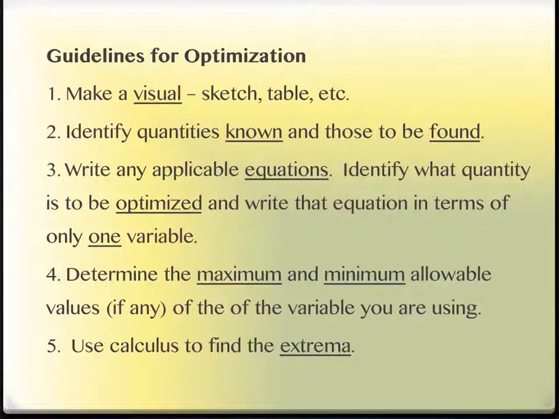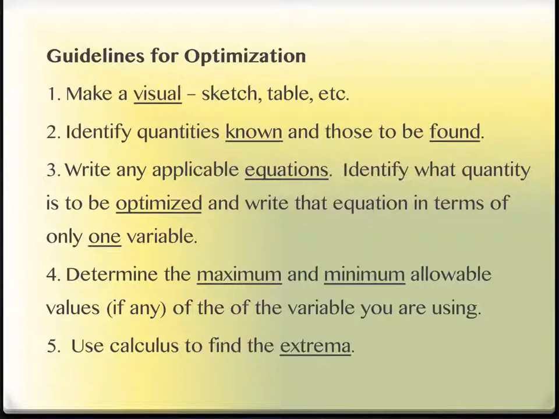Often, there's a visual that we can draw. Maybe it's a list of values. Maybe it's an actual picture that we can draw, okay? Maybe it's a table that we can create, but something that gives us a visual for what's going on. It doesn't always happen. There's not always a visual, but there often is. The second thing is to identify what you know and what you need to find.